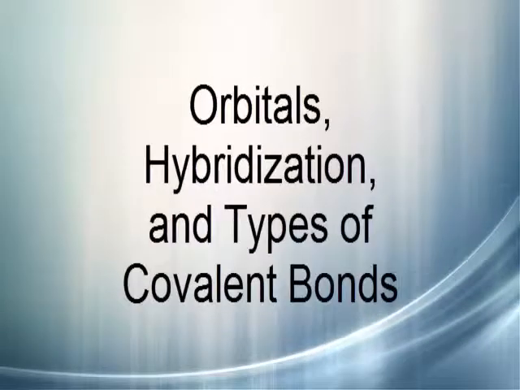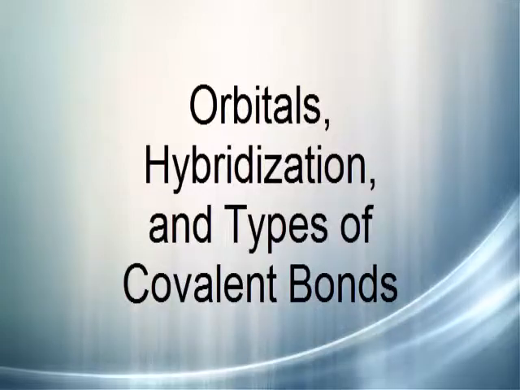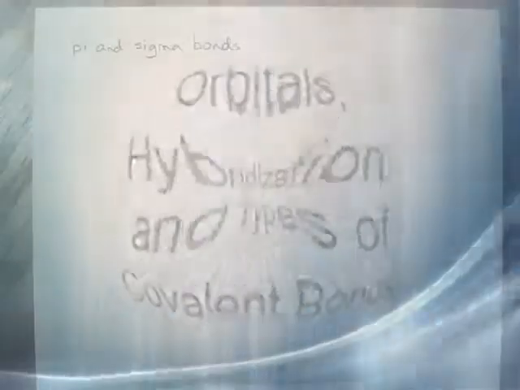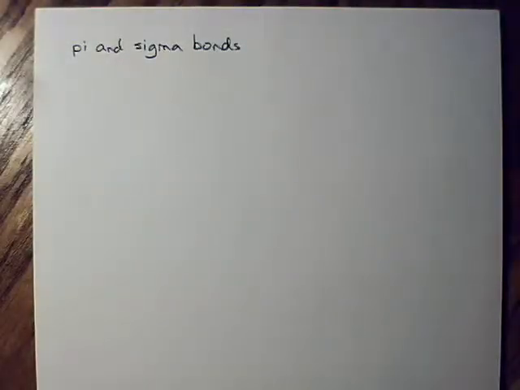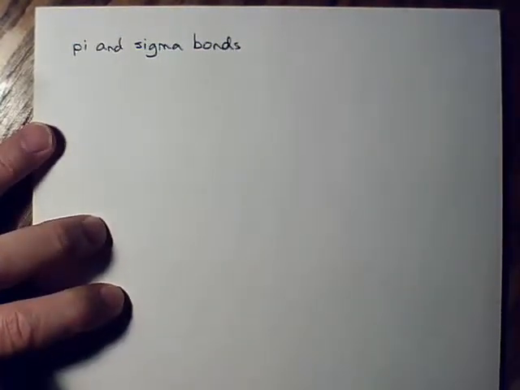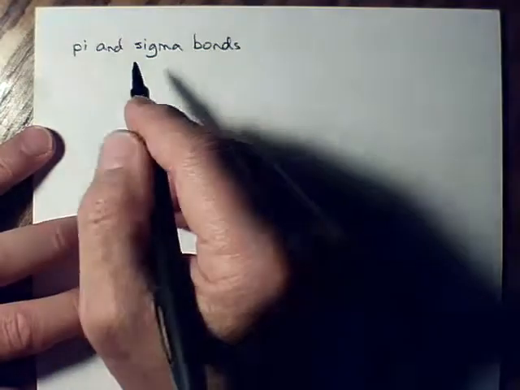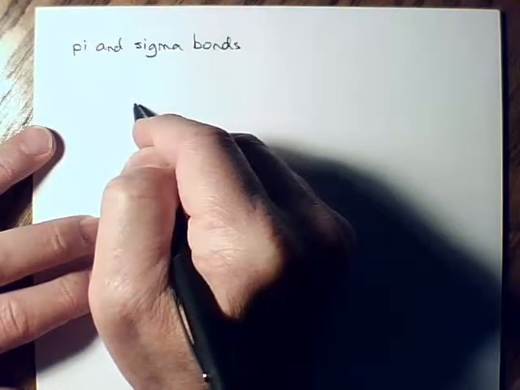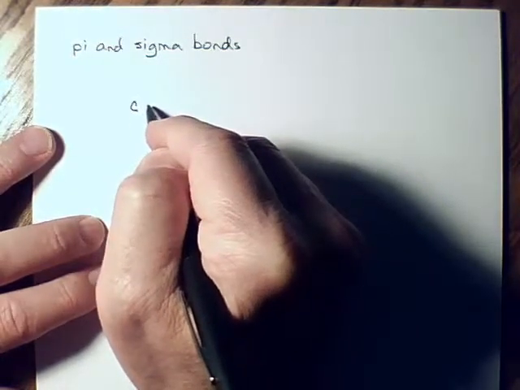Okay, pi and sigma bonds. Sigma bonds are the bonds that lie directly on a line between the two nuclei of two atoms. So if I have a single bond, it will always have just a sigma bond. Okay? So let's say I'm bonding two carbons together.